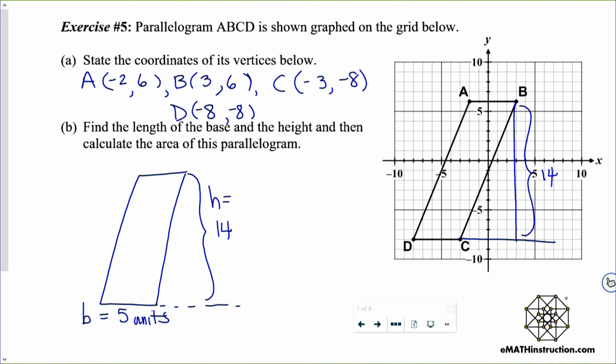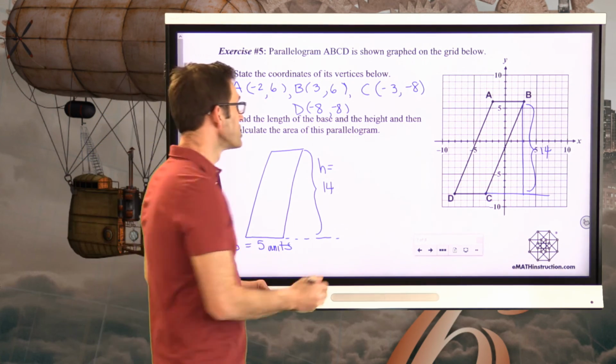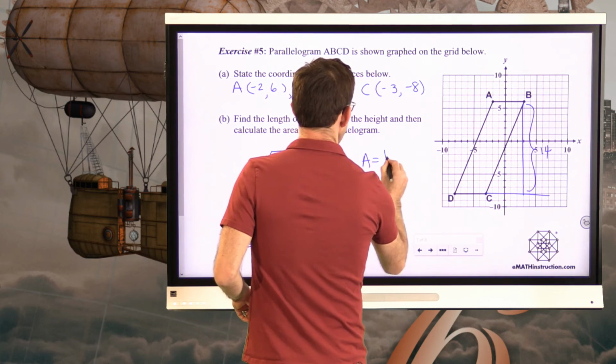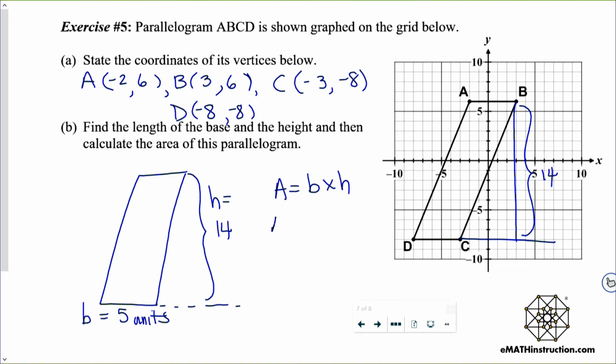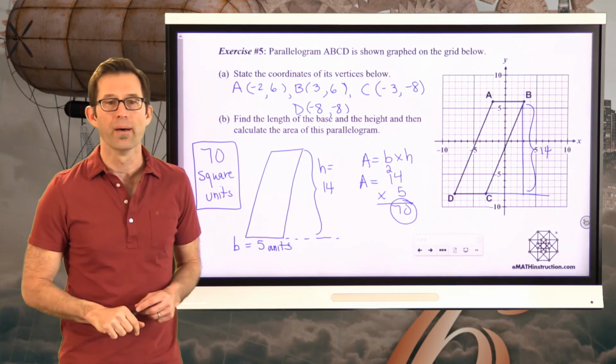All right? And now that's all I need, because I just need my base times my height. So now my area is base times height, just like for a rectangle. That's going to be 14 times 5, and that's going to be 70. All right, we've discussed this before. You probably could leave it as just 70, but your teacher might want you to write down something like 70 square units. That's something you'll have to discuss with her or him.